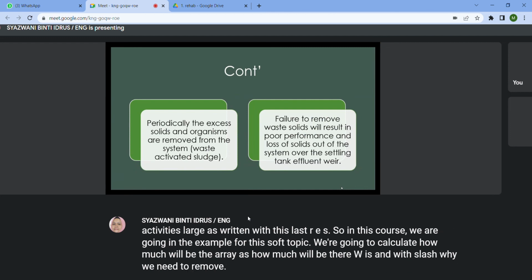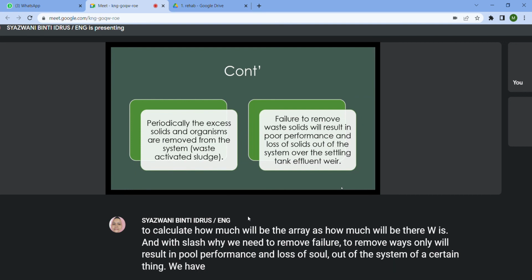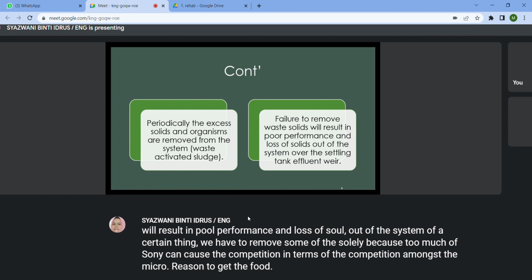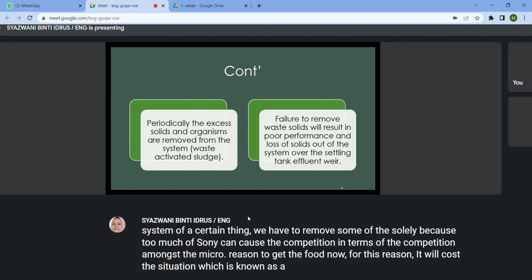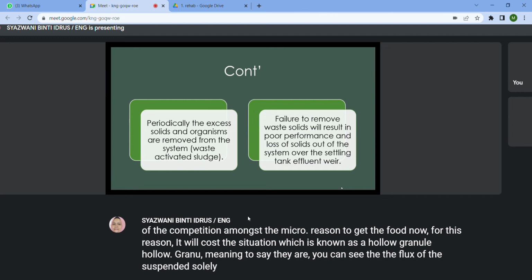Why we need to remove? Failure to remove waste solid will result in poor performance and loss of solid out of the system of a settling tank. We have to remove some of the solid because too much of solid can cause the competition amongst the microorganism to get the food. For this reason, it will cause the situation which is known as hollow granule. Hollow granule meaning to say that you can see the flocks of the suspended solid, but inside nothing. That's why it's called hollow granule.